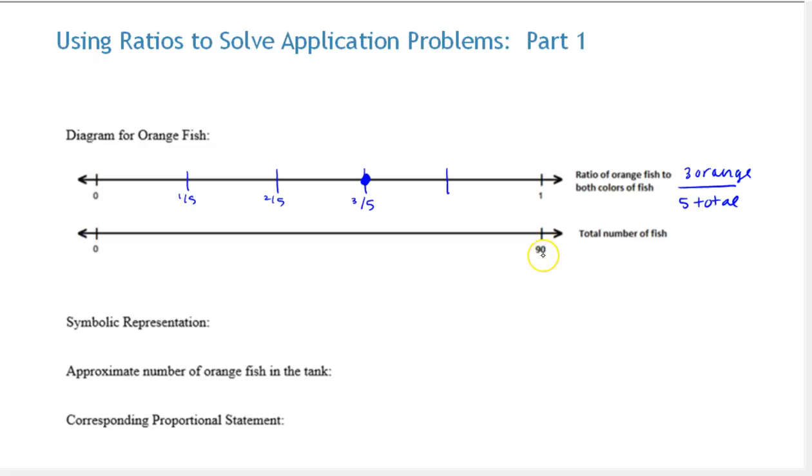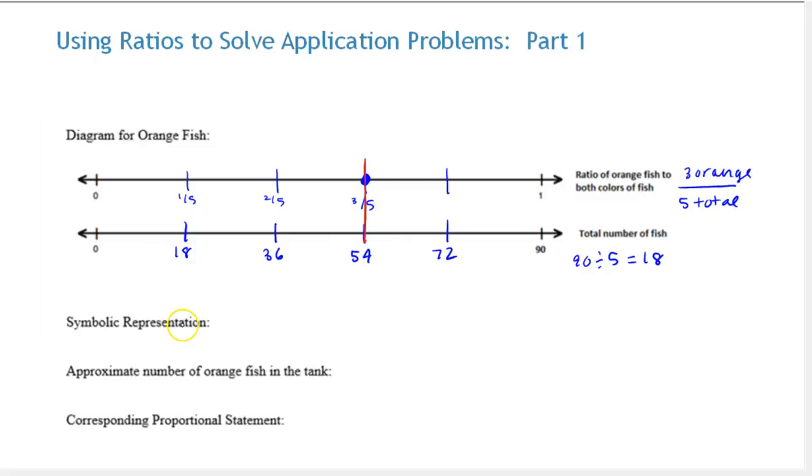Now we're going to do the same thing. We're going to divide the 90 into 5 equal pieces, just like we broke this into 5 because we want it to correspond with 3/5. We found that this was 18. We're going to line up these amounts. We're going to count by 18s. So 1 18 is 18, 2 18s is 36, 3 18s is 54, 4 18s is 72, and 5 18s is 90. And notice where they correspond, 3/5 lines up with 54 fish. So that means 54 of our fish are orange fish.